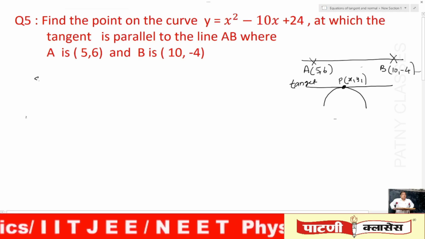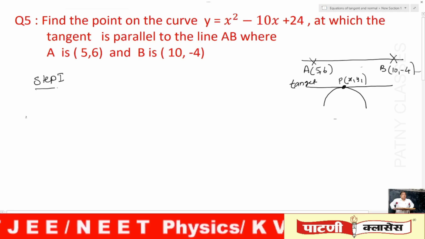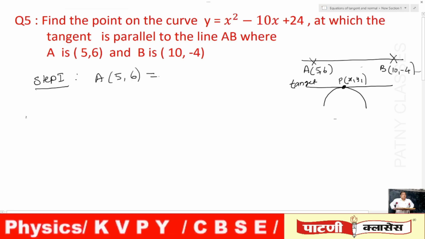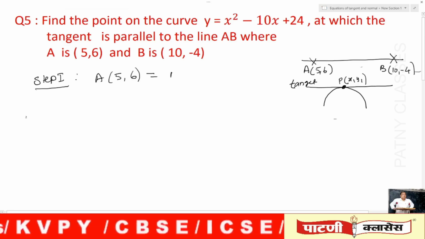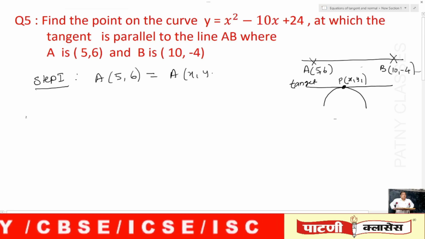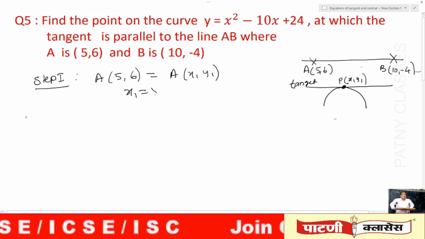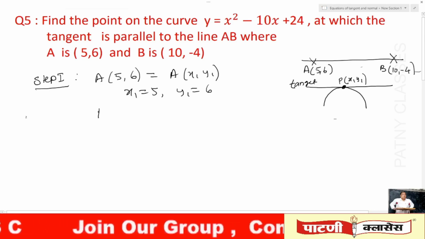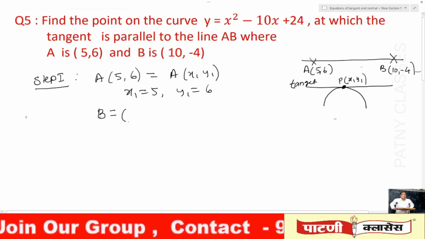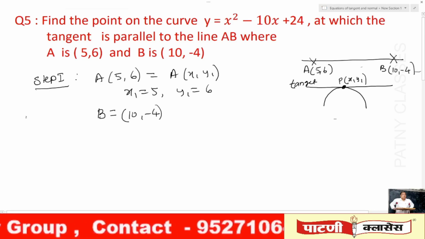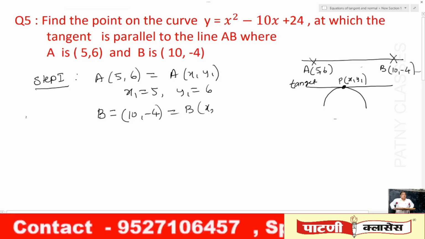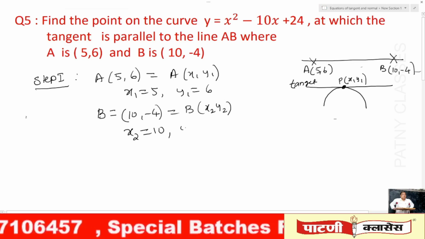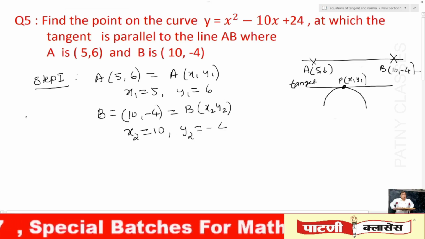Step 1. Line AB is given to us. A is 5, 6, we can call it x1, y1. Therefore x1 equals 5 and y1 equals 6. Then point B is also given to us. Point B equals 10, minus 4. Therefore B equals x2, y2. So x2 equals 10 and y2 equals minus 4.